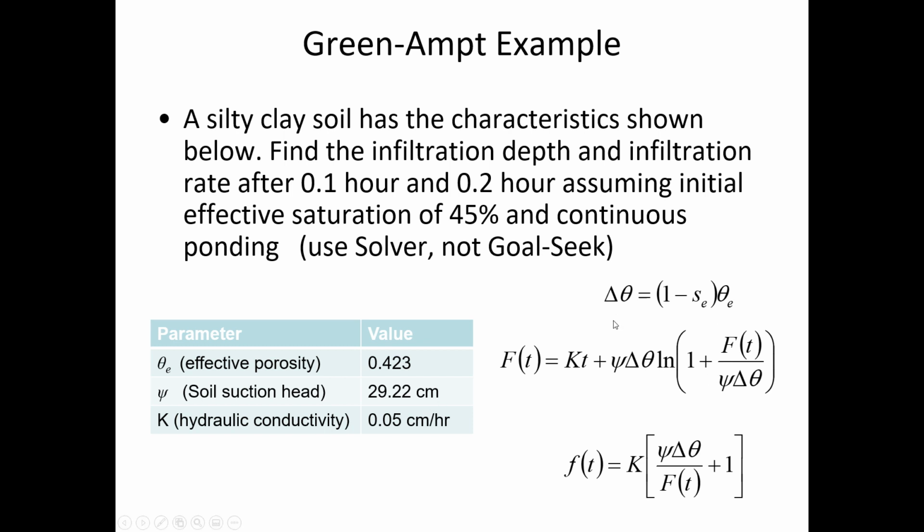All right, so we get a feel for the formulas that we're going to use here. What this is asking us to do is calculate the infiltration depth, so that's capital F, and the infiltration rate, which is lowercase f, after both 0.1 hour and 0.2 hours. We're going to assume the initial effective saturation of 45%, and continuous ponding just means that the rainfall intensity is at least as high as the infiltration rate.